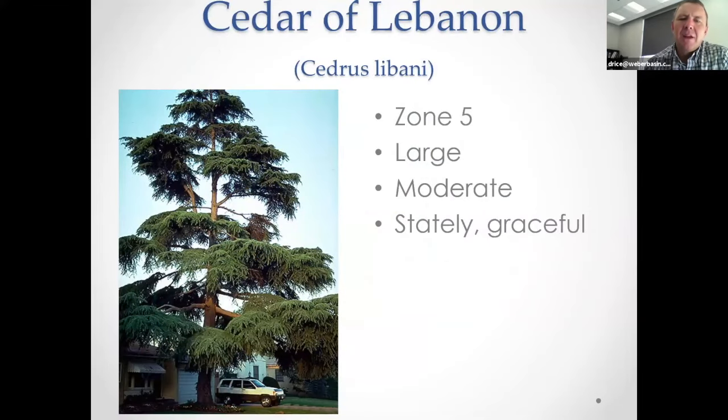Cedar of Lebanon. This will grow here. It's zone 5. It's large. It's a moderate growth rate. You can see from that picture, a little different look, very stately and graceful. I don't know what else to say about this, but scripturally, if you think of Old Testament times, cedar of Lebanon is mentioned. It's not native to here, but it grows here and it does quite well. It's just enough different and unique, but very large. If you had the space, it would just be a cool addition.